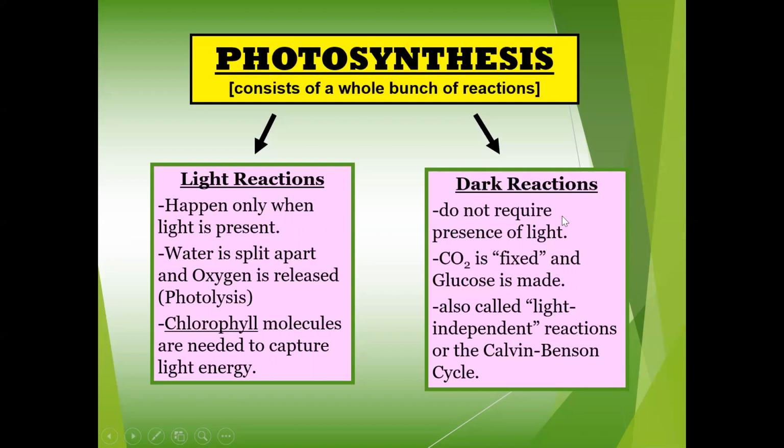After the light reactions occur, we will then go into the dark reactions. They do not require the presence of light. Now, can this still occur in the light? Yes, it just doesn't need light to occur. Now we have CO2 that's going to be fixed. And fixed, in this case, is just another term for rearrangement. That'll make more sense as we get into the process of the dark reactions. Again, you're also going to hear it called light independent, or sometimes the Calvin-Benson cycle. So just be aware that those are all interchangeable terms.